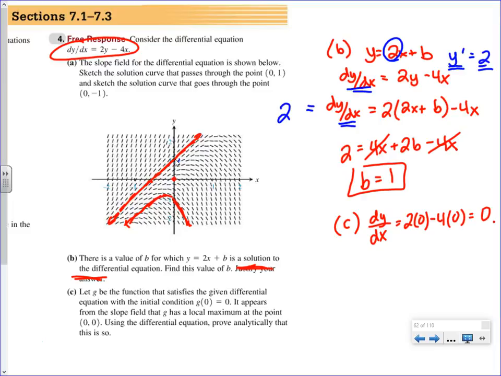It's a critical number because the first derivative is 0, right? So we can say at x equals 0, or at 0, 0, our original function g has a critical number, but that's not enough. I'm going to go ahead and find the second derivative, which would be 2 dy dx minus 4. Can I just plug in dy dx? I plugged in 2y minus 4x for dy dx. So what would be my second derivative at 0, 0?